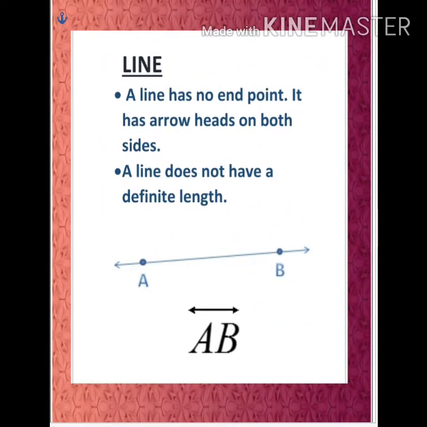A line has no endpoint. It has arrowheads on both sides. A line does not have a definite length. Here you can see that line AB extends in both directions.